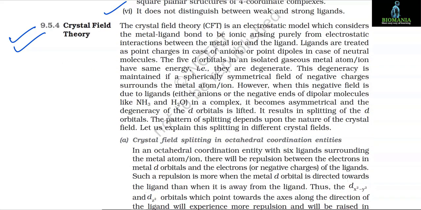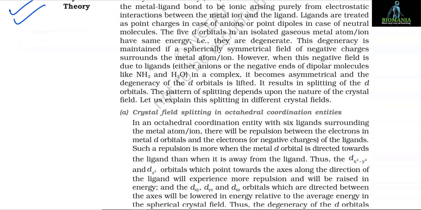9.5.4 Crystal field theory. The crystal field theory, CFT, is an electrostatic model which considers the metal-ligand bond to be ionic, arising purely from electrostatic interactions between the metal ion and the ligand. Ligands are treated as point charges in case of anions or point dipoles in case of neutral molecules. The 5 d orbitals in an isolated gaseous metal atom or ion have the same energy, that is, they are degenerate. This degeneracy is maintained if a spherically symmetrical field of negative charges surrounds the metal atom or ion.